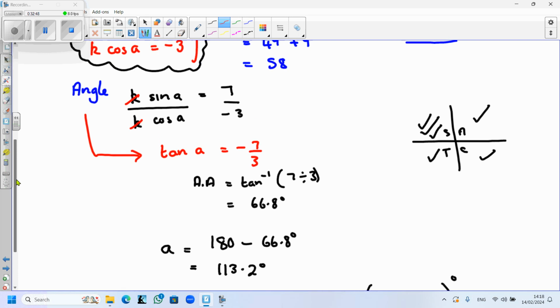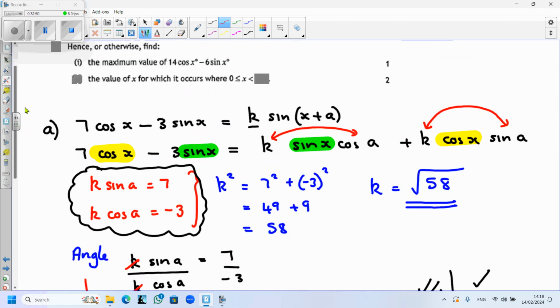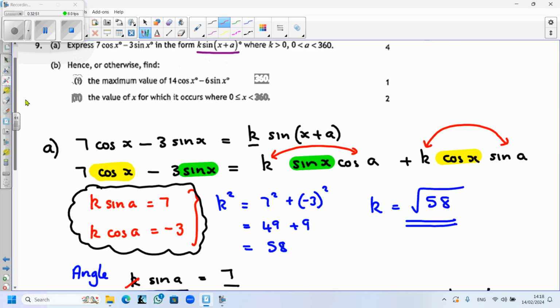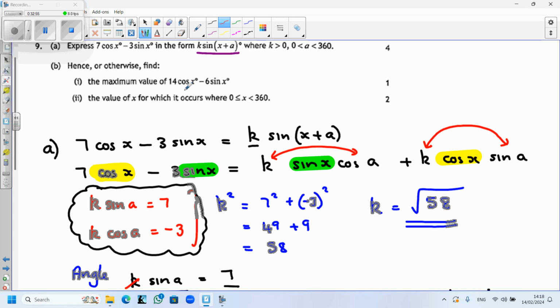For part 2, we'll go back up and see what the question is. It says, by completing the wave function or otherwise, find the maximum value of that thing there. It's only for 1 mark. And find the value of x where it occurs for 2 marks. So we're going to have a wee look at that.